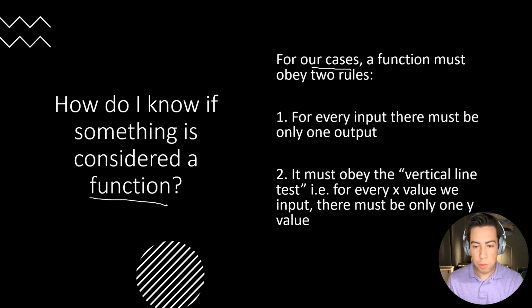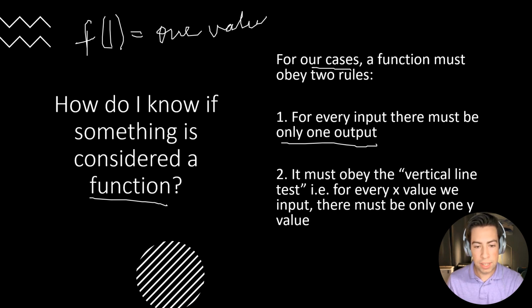First of all, for every input, there must be only one output, okay? So if I have, let's say, f of 1, right, this is only going to equal one value, okay? It's not going to equal multiple values, okay? If it equaled multiple values, that would not be a function in our case. Now, the other thing is it must obey something called the vertical line test. And what this means is that for every x value we input, there must only be one y value, okay?